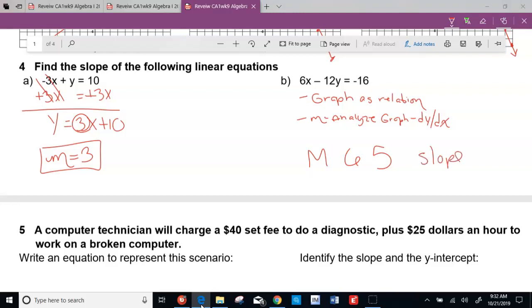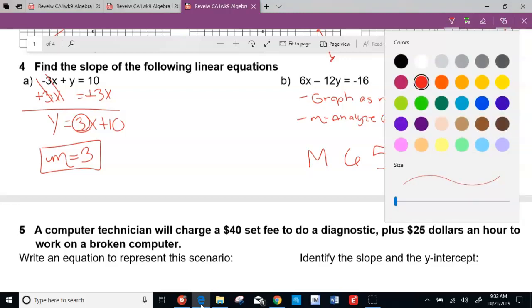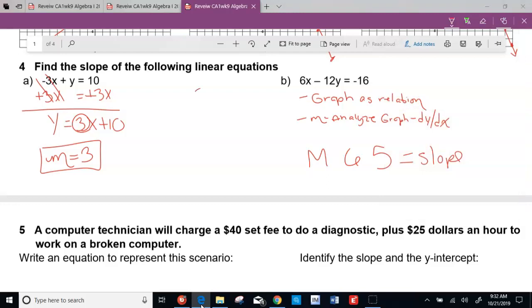All right, so there's a little trick for you guys. If you want to do it by hand, I can show you how to do that too, because in Algebra 2, you guys will have to do it by hand. So 6x minus 12y equals -16. I'm going to move the y to the other side in order to make it positive. So I add 12y to both sides.